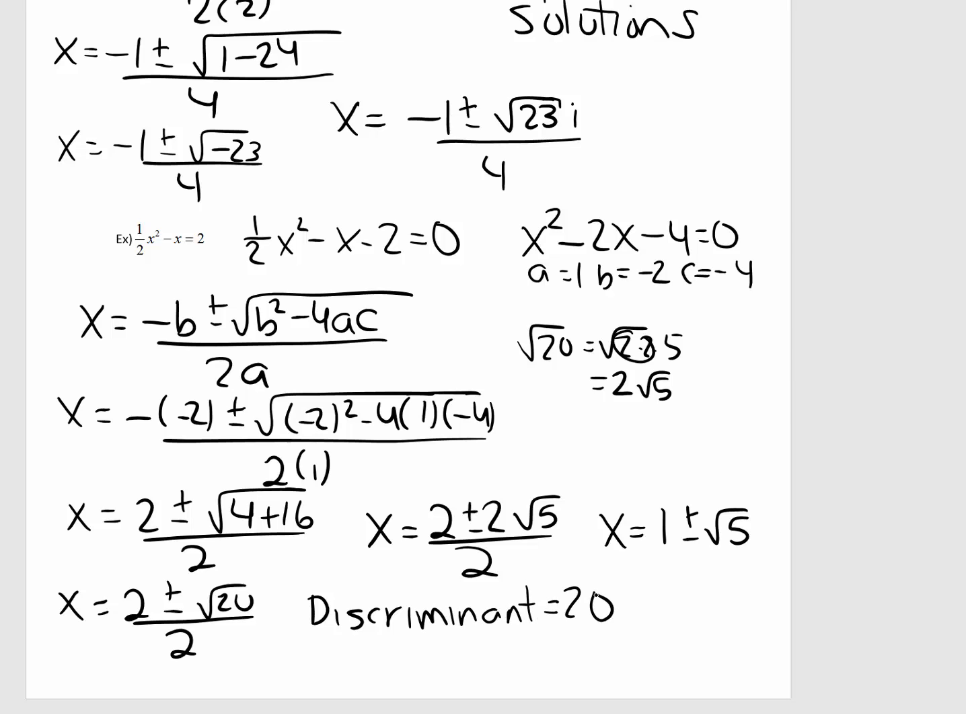And again, I don't know the square root of 20 off the top of my head, so I know I have 2 irrational solutions. And again, because I have irrational solutions, that is telling me that this equation is not factorable.